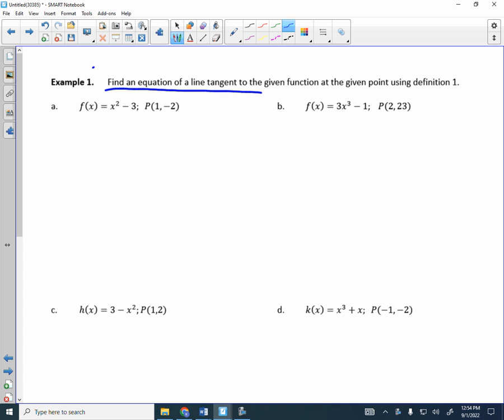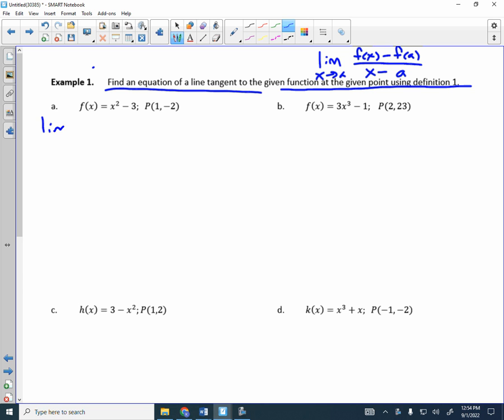Find an equation for a line tangent to the given point using definition 1. What I've just given you is definition 1. Limit as x approaches a of f of x minus f of a all over x minus a. So what I would like to do is find the slope of the line tangent to x squared minus 3 at the point 1, negative 2. So I just do that.